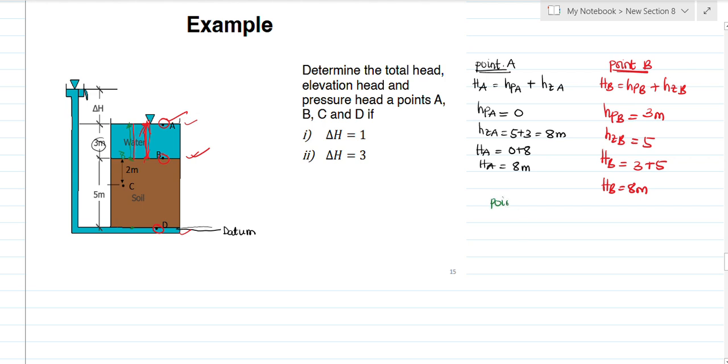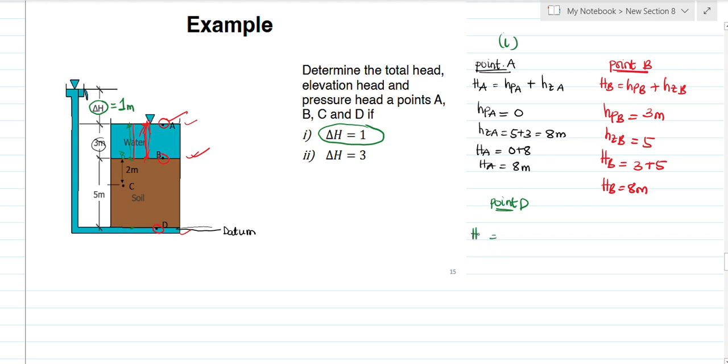So let's take point D. Solving for I simply means that we are going to take the first case where the head loss is 1 meter. So at point D, the total head is equal to, I'm sorry, this is D.